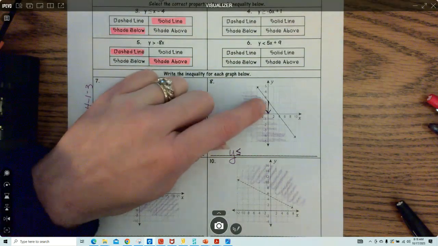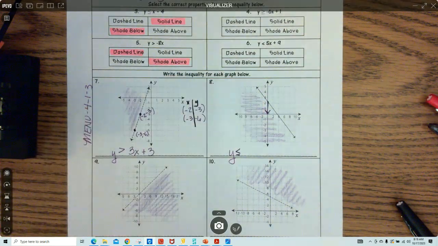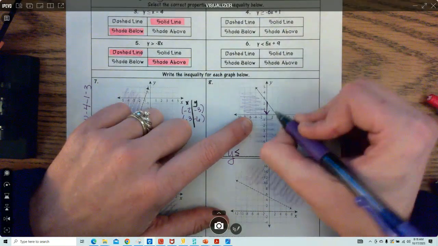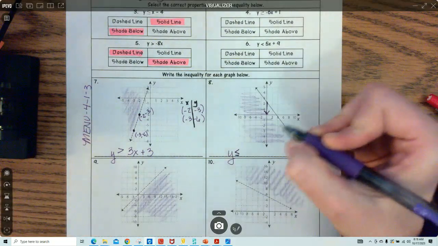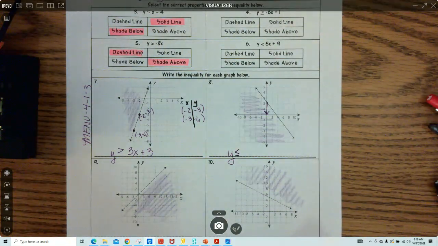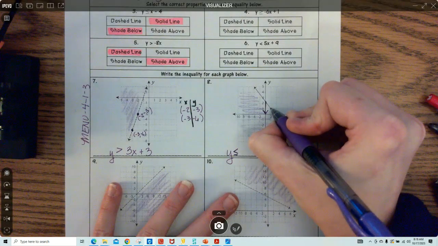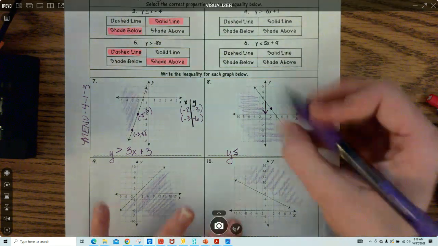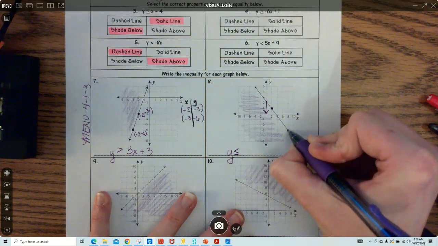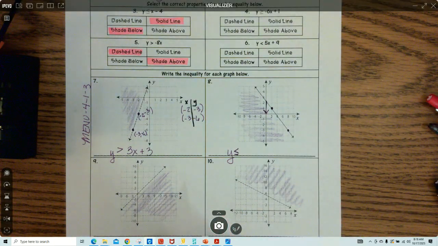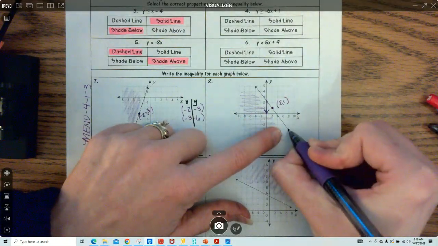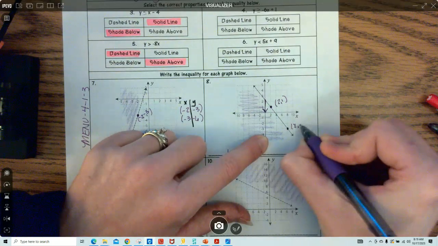So since my y-intercept is not nice and pretty, it doesn't fall on a grid line, I need to find 2 nice pretty points. Right here's a good point. I'm hoping that's a good point. And let's try this one: 8, negative 3. So this point here is 2, 1. This point here is 8, negative 3.